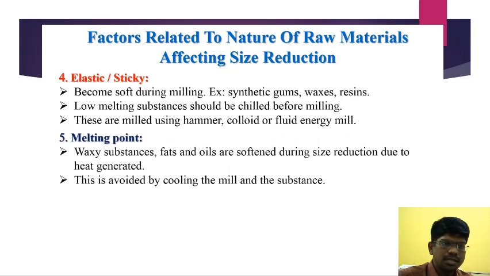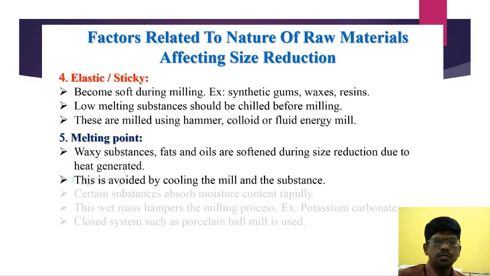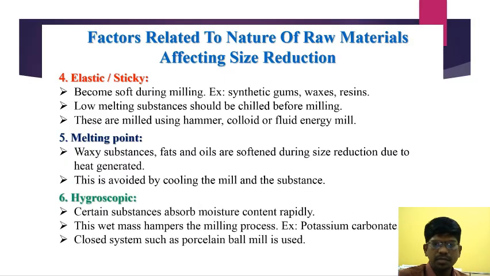So the next point is melting point. Some substances like waxy substances, fats and oils get softened just because of the heat generated in the size reduction process. Hence, rather than using a conventional mill, we should use a mill with jacketed vessels to supply cool water.